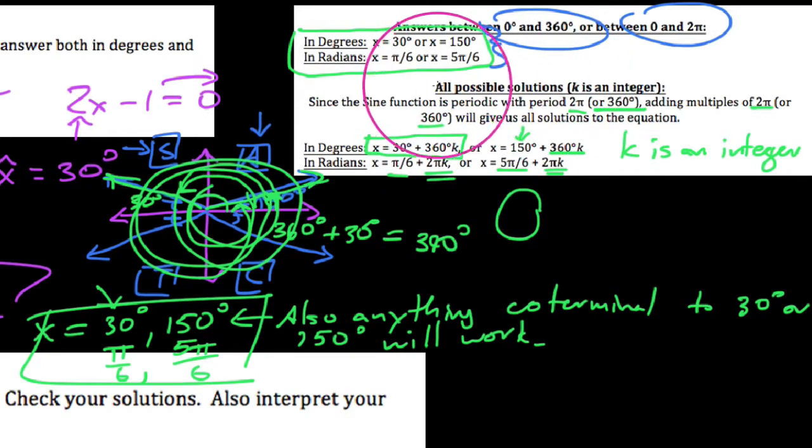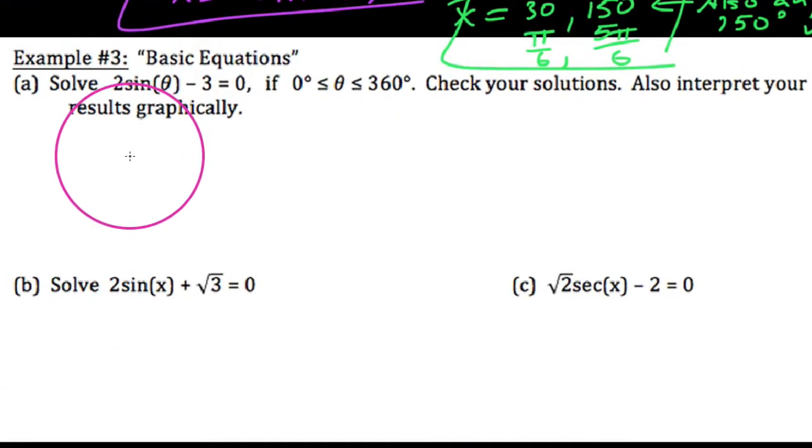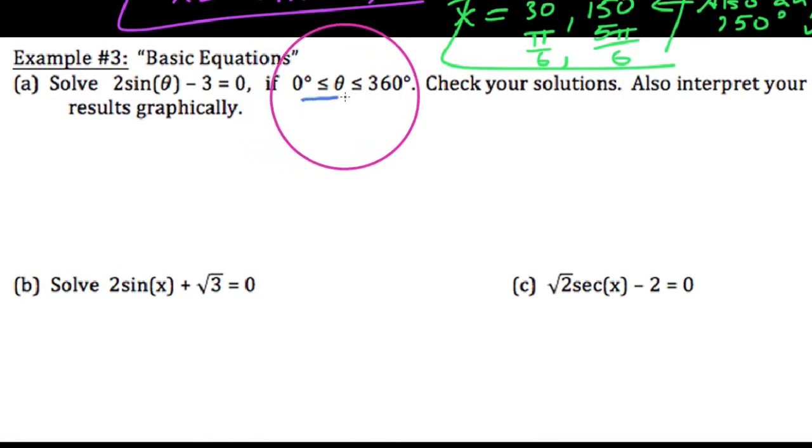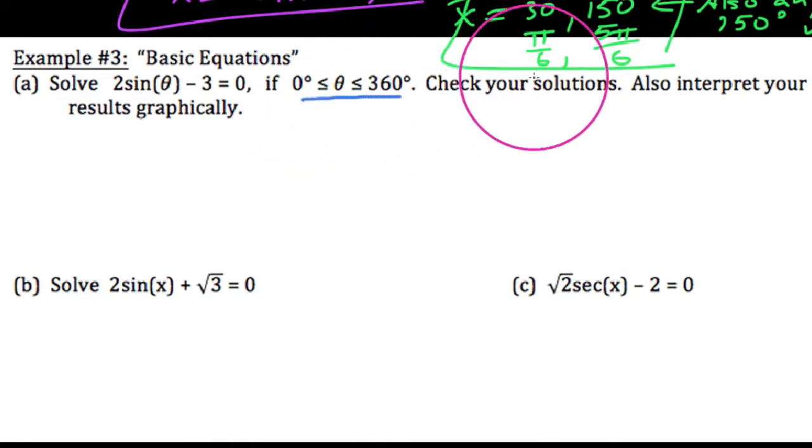So when do I do this? When it's asking for all possible solutions. The difference between our problems is, do you want answers between 0 and 360, or do you want every single possible answer that could ever be, infinitely many of them? So when we look at these last 3 examples down here, where it says solve this equation, your angle is between 0 and 360 degrees, check your solutions, also interpret your results graphically. Let's go ahead and start by solving.